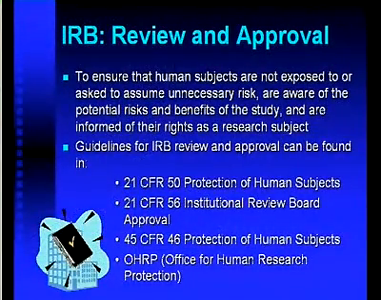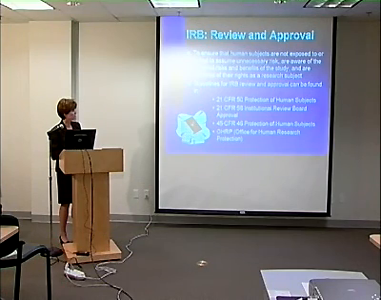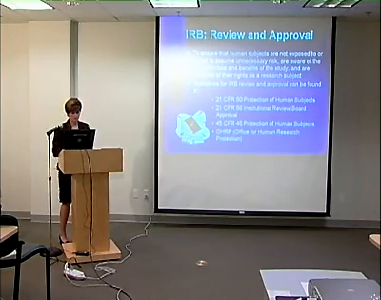The next topic we'll go through briefly is IRB review and approval. Of course, ICH does address this. The purpose is to ensure that the human subjects are not exposed to or asked to assume unnecessary risk, that they are aware of the potential risks and benefits of the study, and that they're informed of their rights as a research subject. And the guidelines for IRB review and approval can be found in several places. Here's your Title 21, which are your FDA regulations, and here's your Health and Human Services regulations, Title 45. Also, you can find this under OHRP. There's a lot of guidelines for IRB under OHRP.